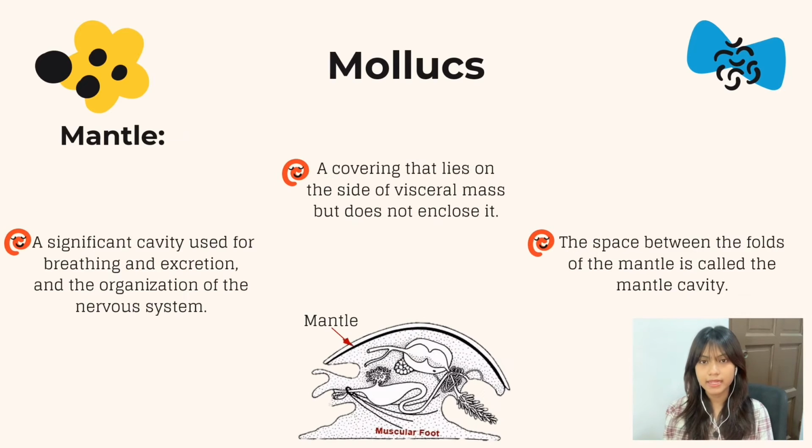Next, the mantle. It is a significant cavity used for breathing, excretion of the mollusks, and also as a part of its nervous system. The mantle covers the side of the visceral mass, but it doesn't enclose it, which means there is space for the visceral mass to stretch out for movement or locomotion. The space between folds of the mantle is called the mantle cavity.